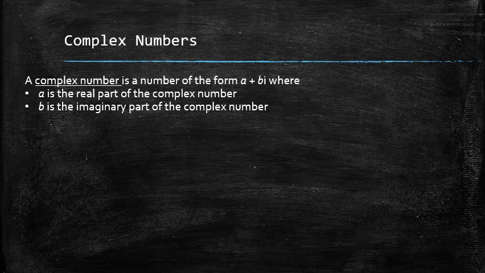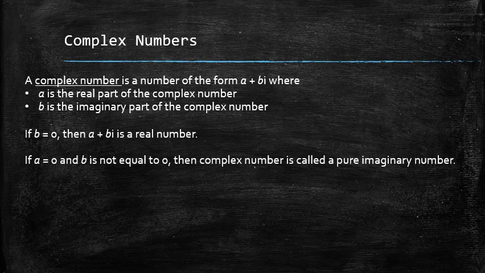So a complex number is a number of the form a plus bi. A is the real part, and b is called the imaginary part of the complex number. If b is equal to 0, then a plus bi is a real number, because the imaginary term wouldn't be here anymore, so you just have what looks like a real number. If a is equal to 0, but b is not, then you have a purely imaginary number, such as 3i or 20i, like we just saw.